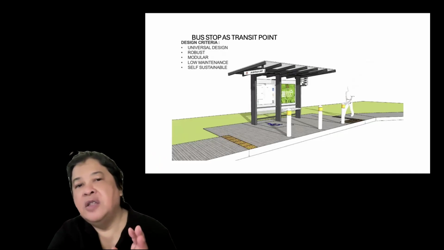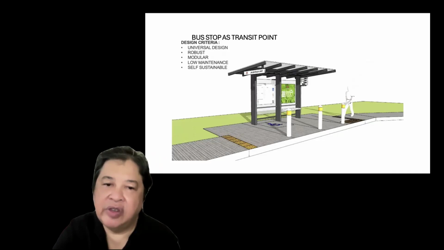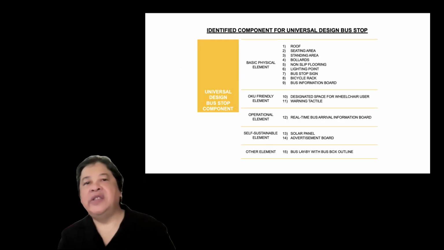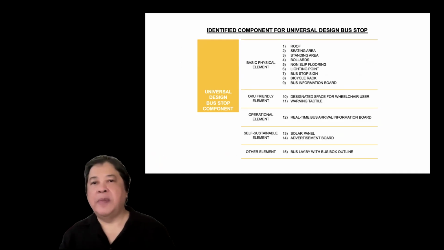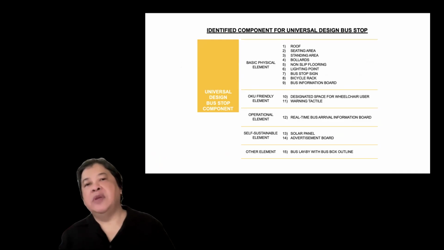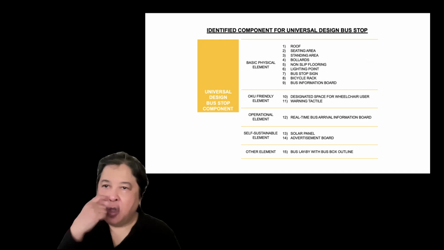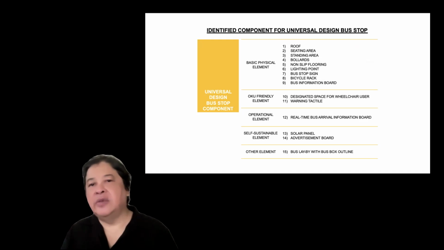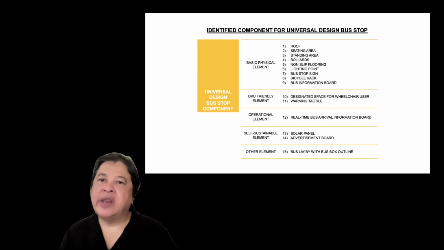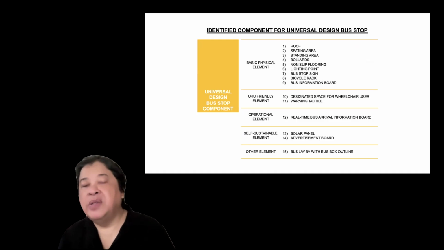So there we have the basic modular design, the design criteria, and then what we have identified as the components in detail for the universal design bus stop. What are the basic physical elements? There's a roof, seating area, standing area, bollards, non-slip flooring. It is a brushed concrete finish that, from time to time, we realize is the best way for Malaysian implementation because they can't have a concrete slab like in the UK. So they want it to be done quicker. So they have a brushed concrete finish with the largest surface area. And then lighting point, the bus stop sign, bicycle rack, bus information board.